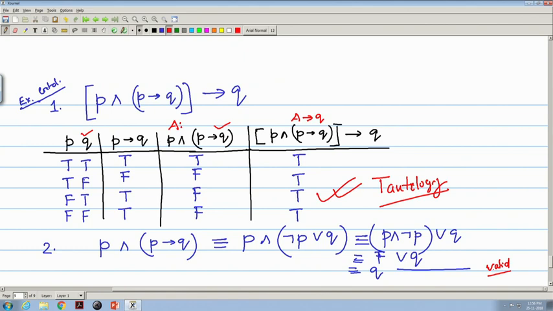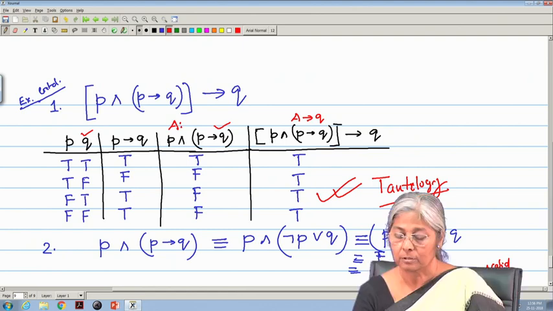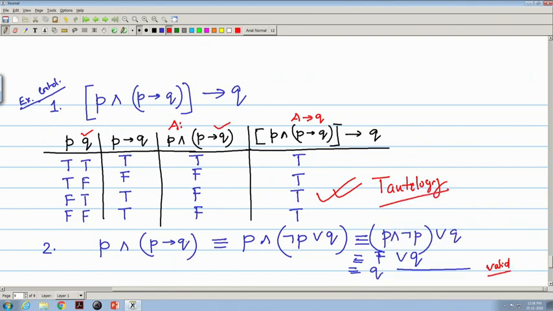Now, see here we have applied three laws of logic. One is the equivalence of implication. One is the associative law, so this is equivalence.